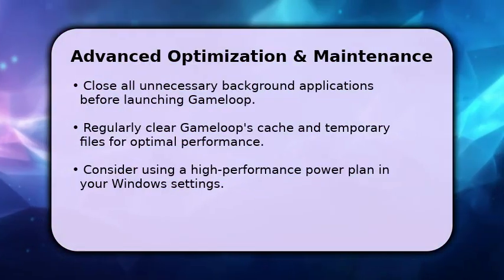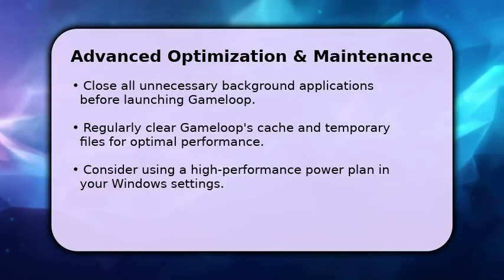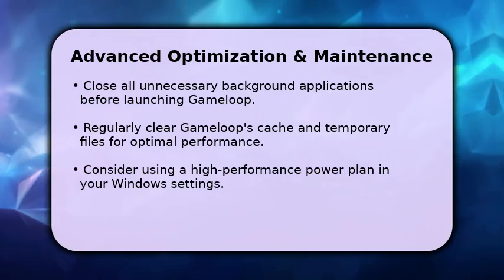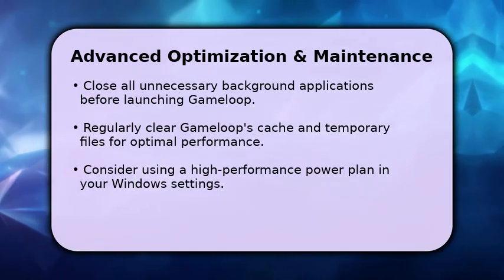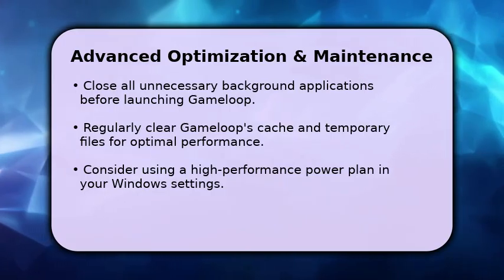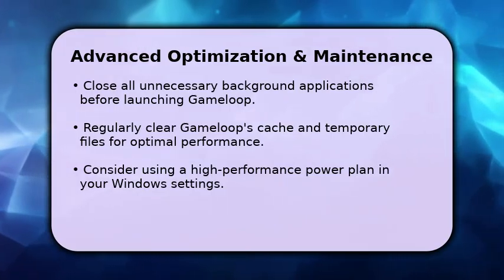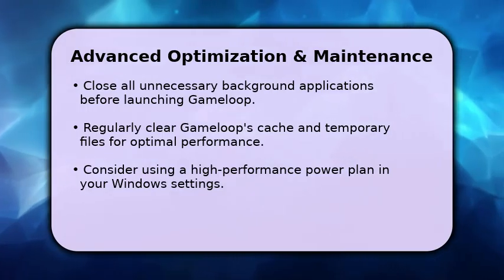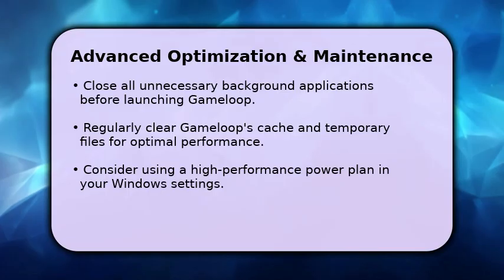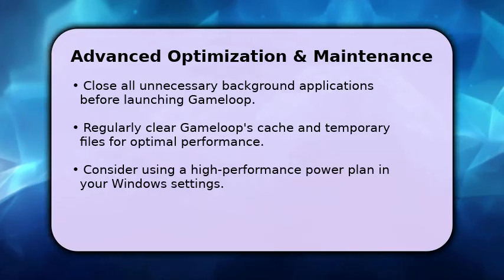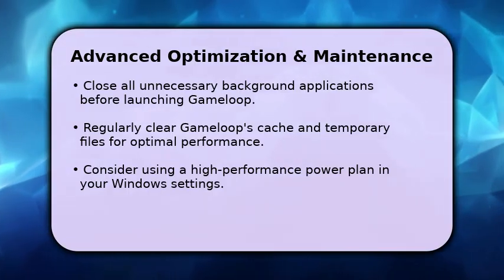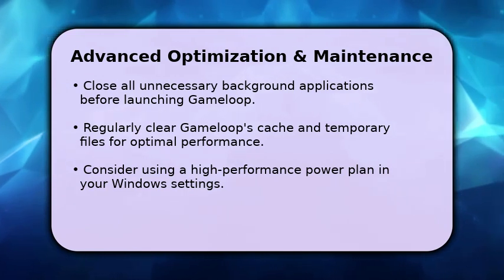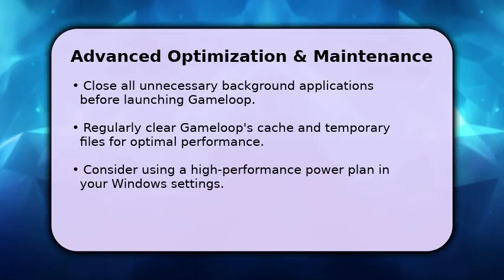For advanced optimization, always close all unnecessary background applications before launching Gameloop. This frees up valuable system resources. Make it a habit to regularly clear Gameloop's cache and temporary files to maintain optimal performance over time. Additionally, consider activating a high-performance power plan in your Windows settings for an extra boost. Lastly, a stable internet connection with low ping is absolutely essential for a smooth and enjoyable online PUBG Mobile experience.